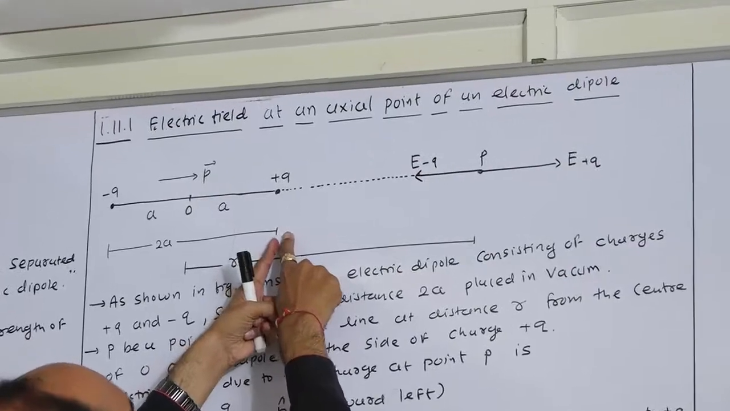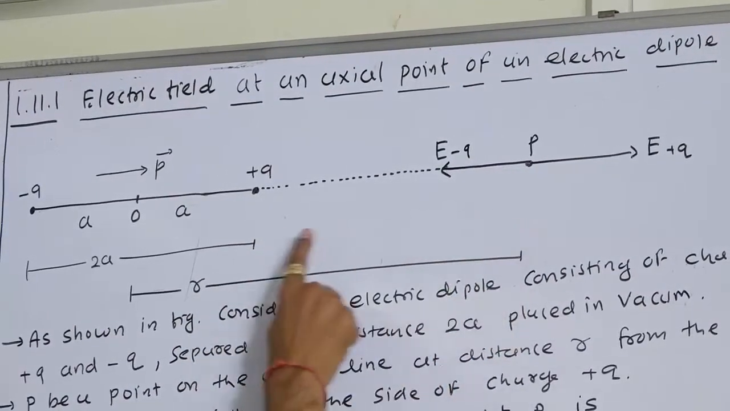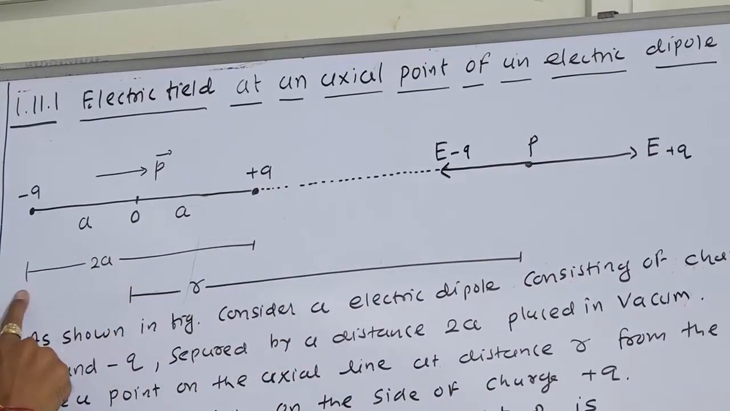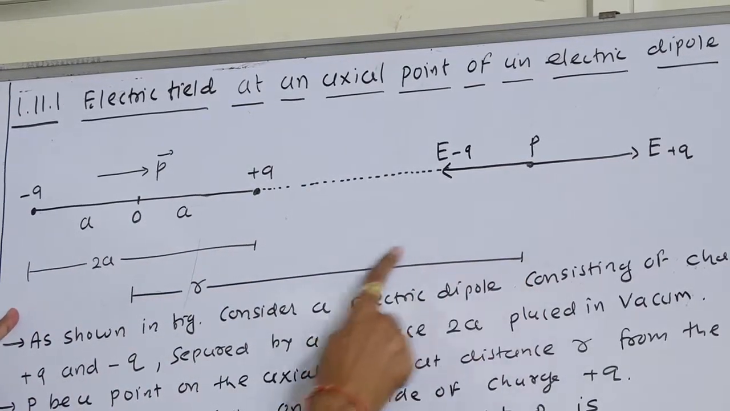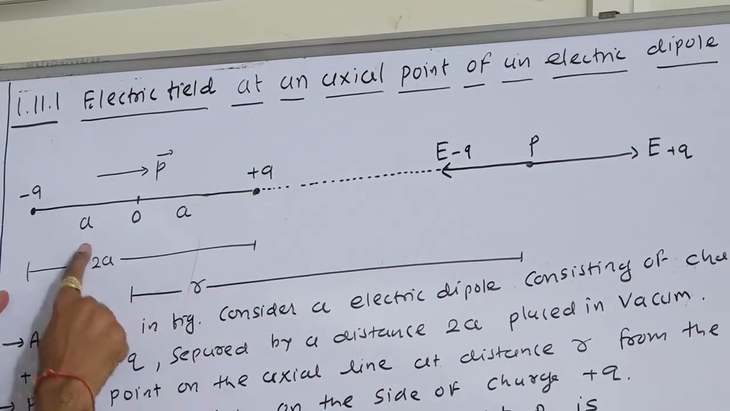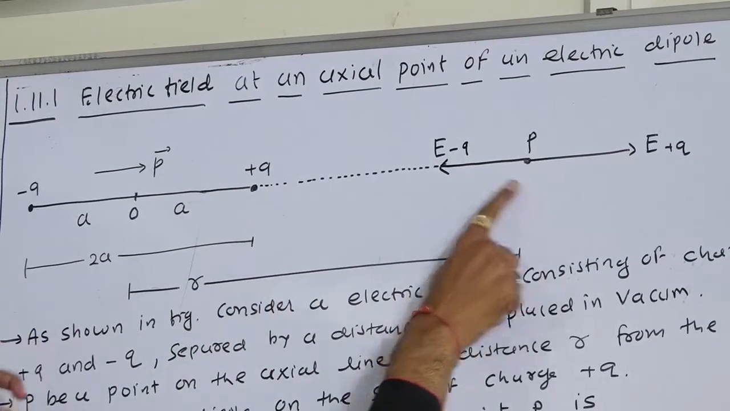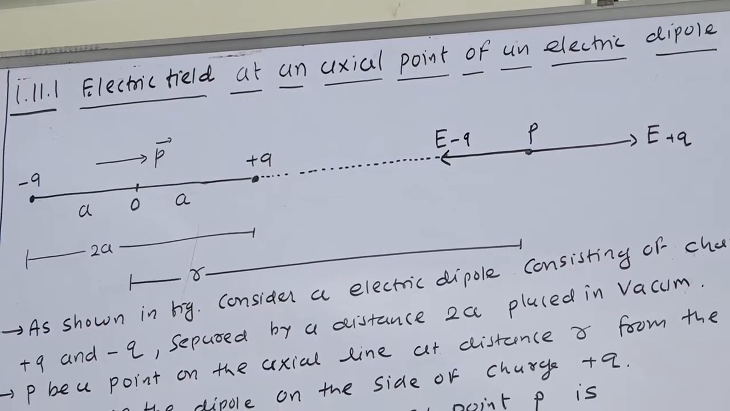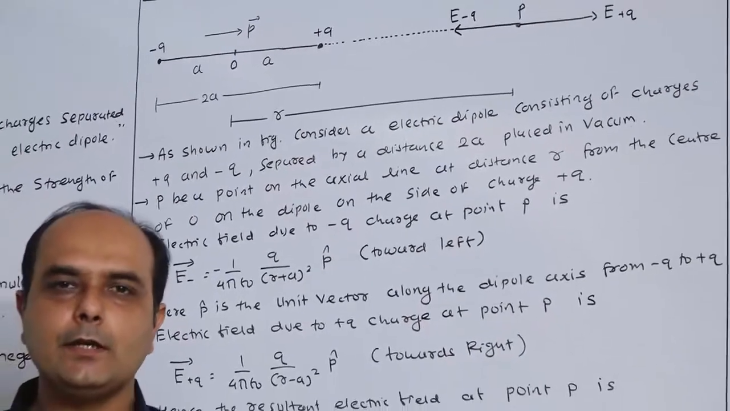Now students, the position of the point P from the plus q charge: the distance is r minus a. And from the minus q charge, the position of the point P is r plus a. From the plus q charge, r minus a. From the minus q charge, the total distance is r plus a.